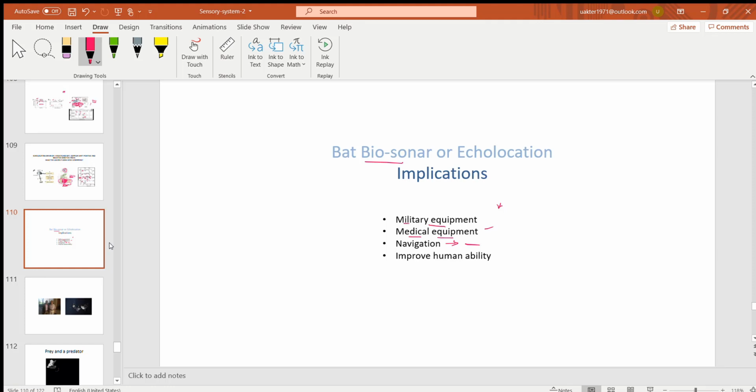Improve human ability. Human brain is not good for echolocation. However, we can improve our brain. Probably you have heard the stories that people who are blind from their very early part of life or by birth, many of them can use the echolocation and improve the ability to echolocate the objects around them. They can learn how to produce click, the pulse, and receive the echo and analyze that echo to get the information about the objects.